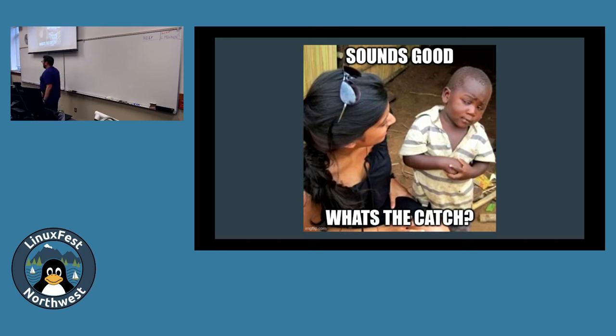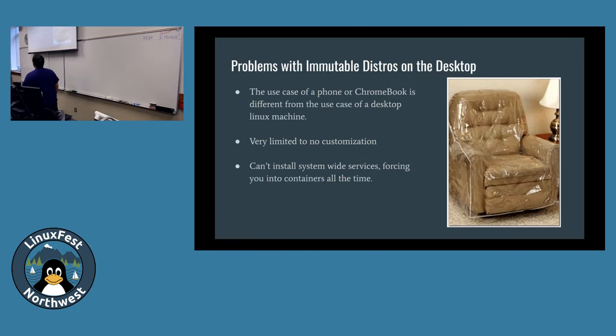So that sounds good, right? So why don't we just all use this, right? Why isn't every operating system built like this? Well, there are some drawbacks to an immutable system. The big thing, the dirty secret no one talks about, is that the use case of a phone or a Chromebook is much, much different than the use case of a Linux desktop, right?